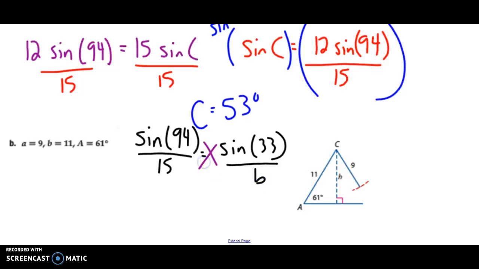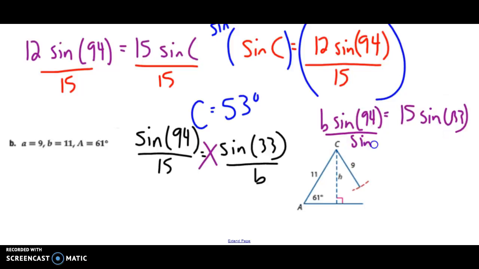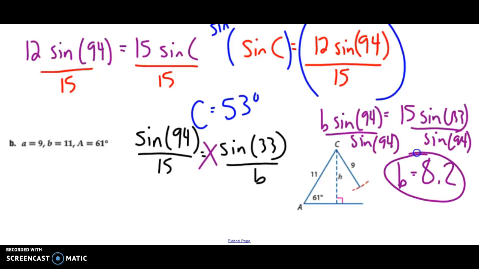Cross multiply, and I'd say b sine of 94 is equal to 15 sine of 33. Divide by sine 94. And I'd say b is equal to 8.2. Very good.